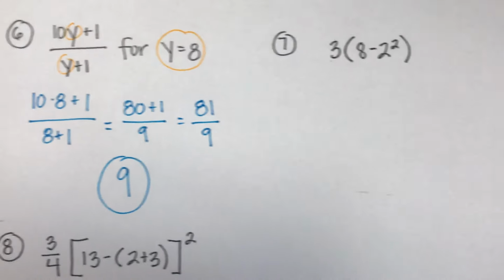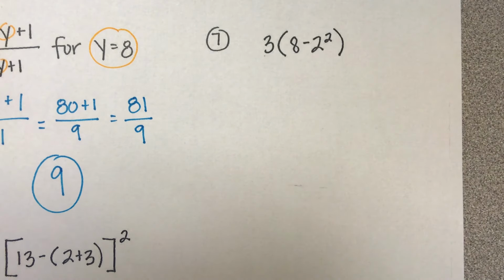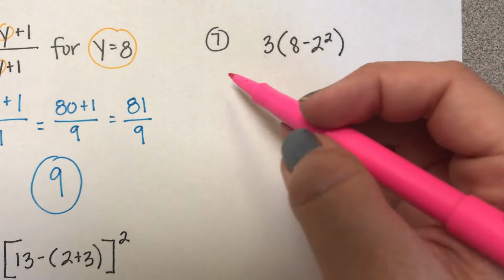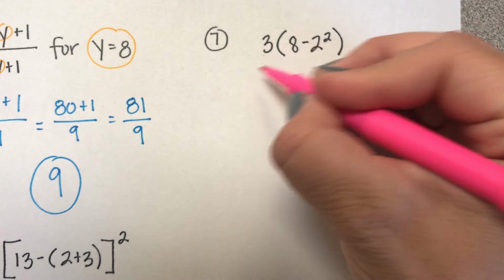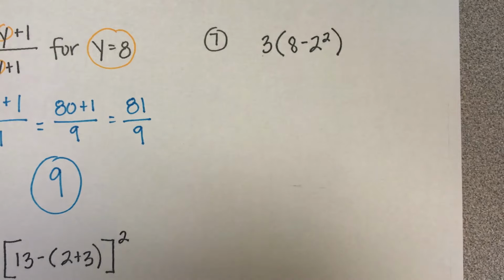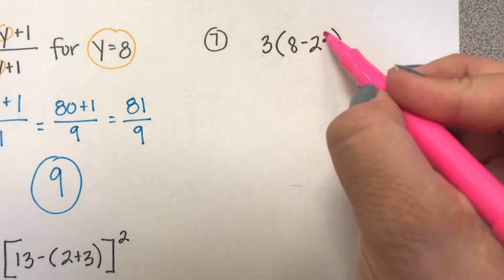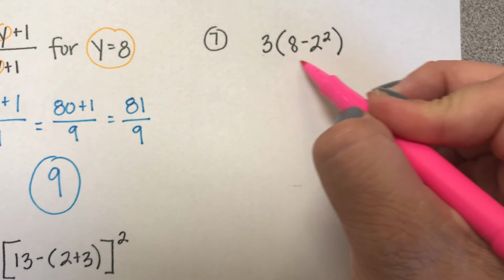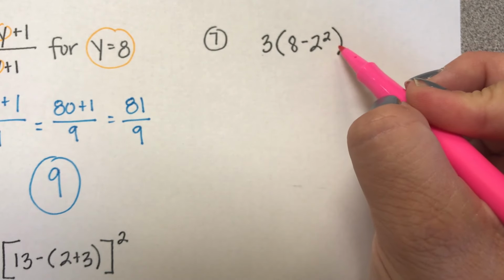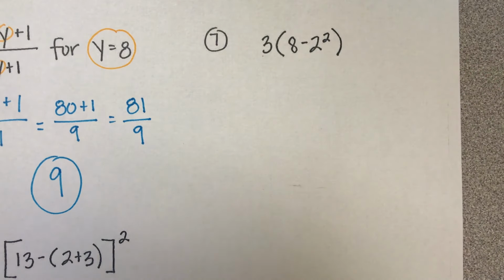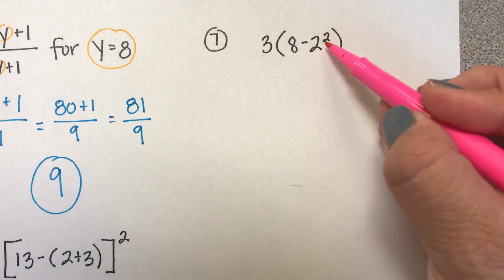Let's look together at number 7. On number 7, these aren't evaluate, there's no variable. I'm just working this out. So I have 3 times (8 minus 2 squared). Do I have parentheses? Yes, so I need to do this first. Within my parentheses, what am I going to do first? I still have to follow PEMDAS, so I'm going to do this exponent first.